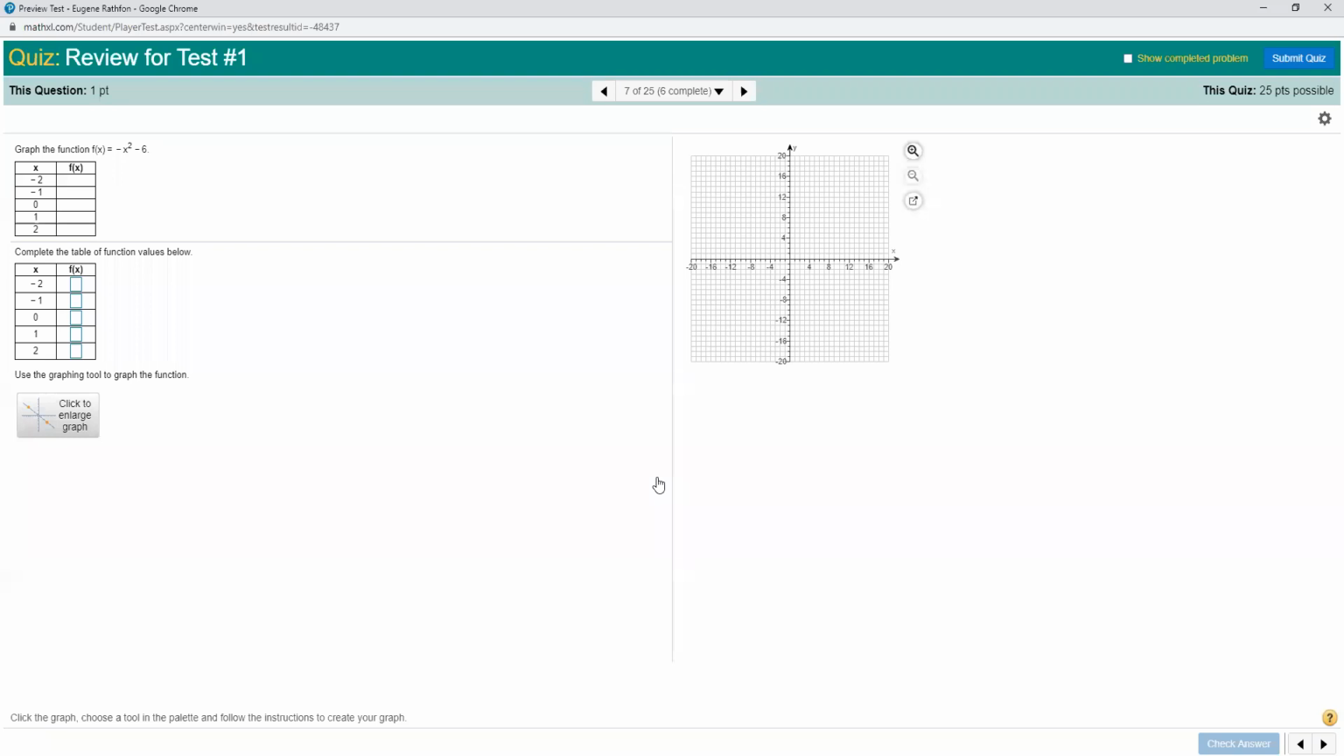All right, number 7 here has f of x equals negative x squared minus 6. And once again, they're giving me, it looks like the same 5 numbers, negative 2, negative 1, 0, 1, and 2.